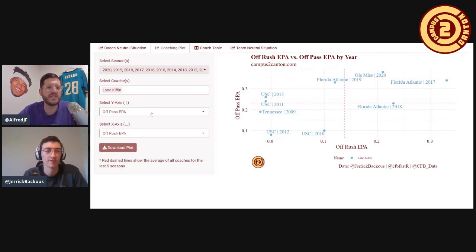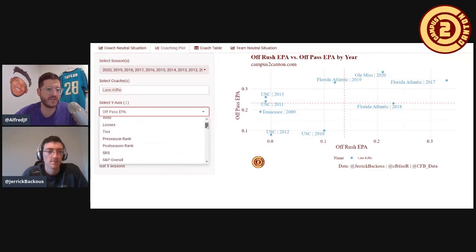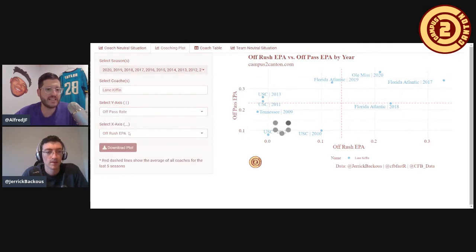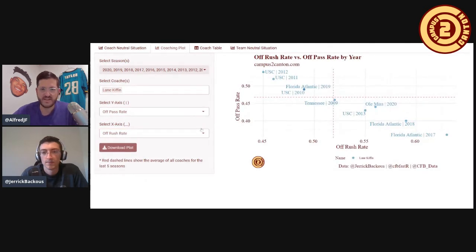Yep. I guess one thing we could do too, and this is another beautiful thing that you have done, is we've got all these different categories. Not enough time to go through all of them, but we're looking at EPA, which is more of an efficiency measure. But rate is going to be a percentage of your play calls, right? So we can actually say, I want to look at rush rate and pass rate. And this is interesting. Look, he used to pass a lot and not really run the ball. And it looks like these last years he's gotten more balanced, actually running a little more than passing. Is that right?